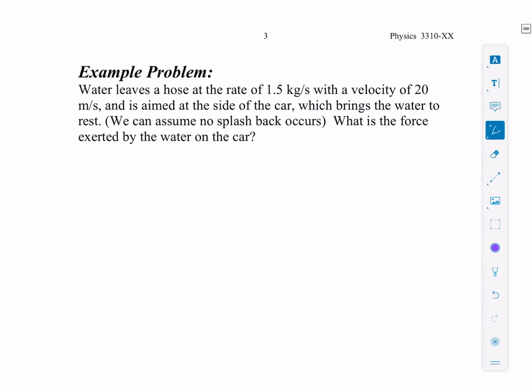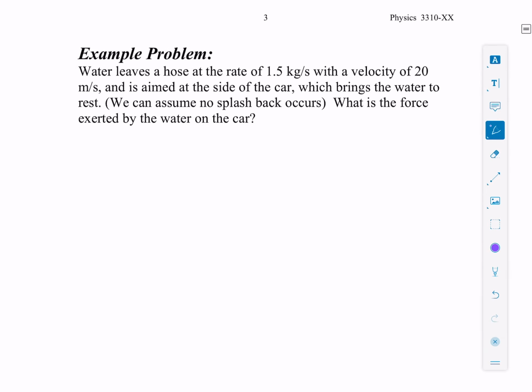All right, let's do 2 example problems, and then we'll call it a day for today. So we have an example where we have water leaving a hose at a rate of 1.5 kilograms per second. What in the world is this? Well, kilograms is a measure of mass, and seconds is a measure of time. So that's not really anything other than mass per time. They're telling you that mass per time is 1.5 kilograms per second.